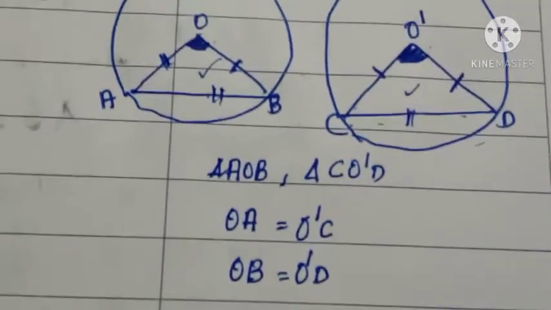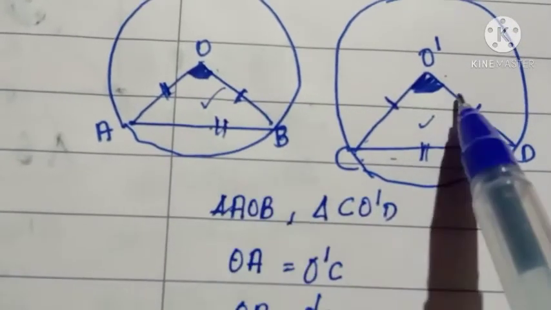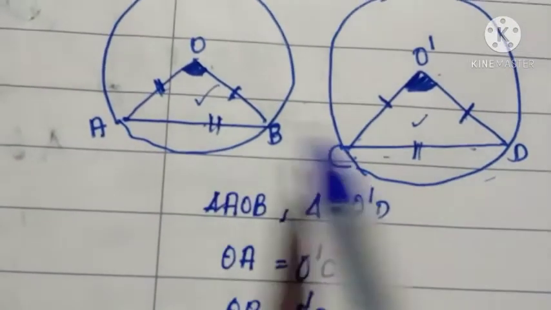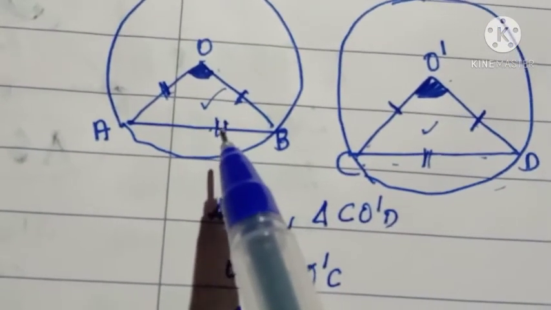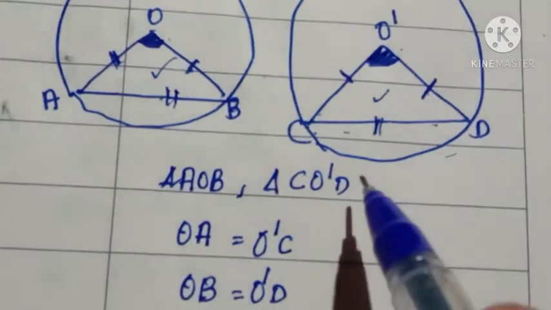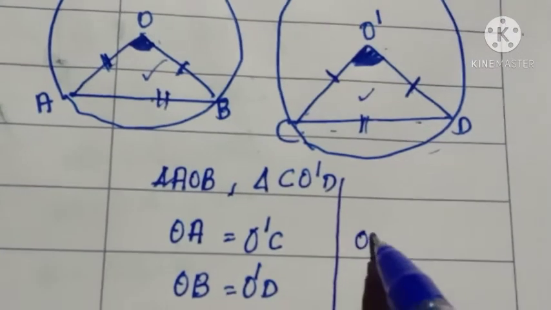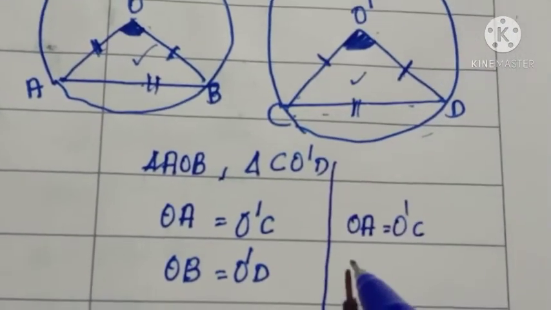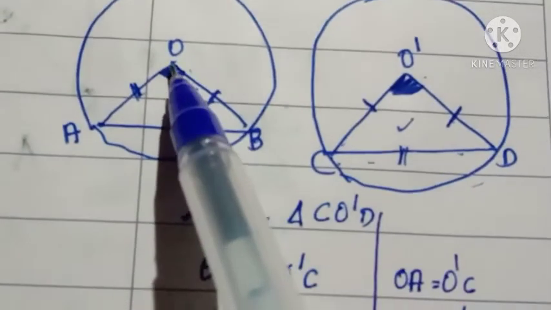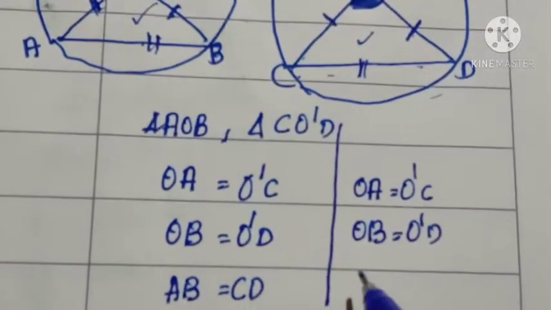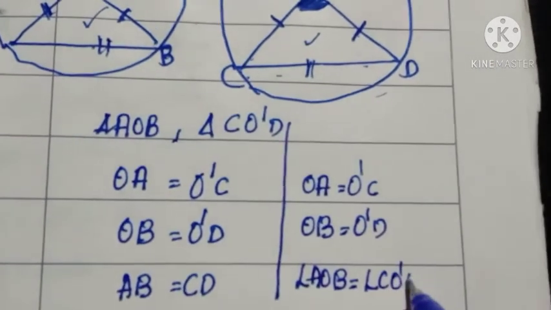Now, question number 2 says just the reverse. If these two angles are equal, then prove that the chords are equal. Angles are equal is given. We have to prove chords are equal. So consider the same triangles and take the radii. OA is equal to O dash C. Similarly, OB is equal to O dash D. Now, given these two angles are equal, that is, angle AOB is equal to angle CO dash D.